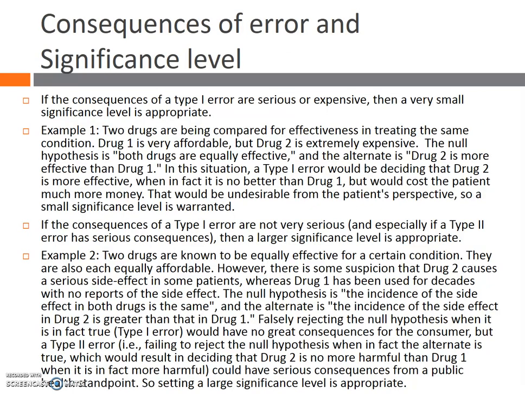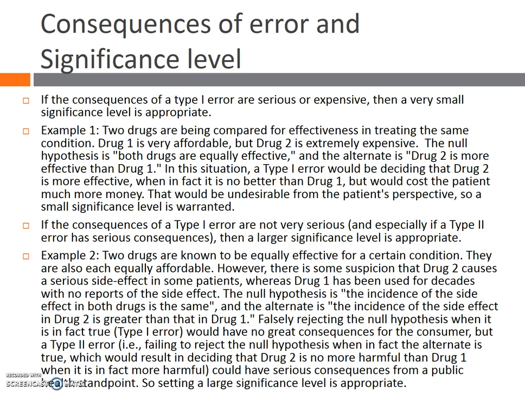So, consequences of error and also significance level. If the consequences of a type 1 error are serious or expensive, then you want a small significance level. A significance level is the chance of making a type 1 error.